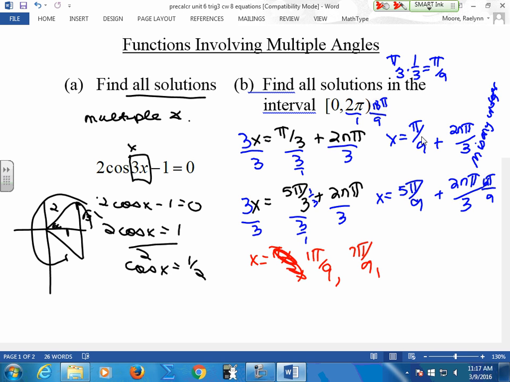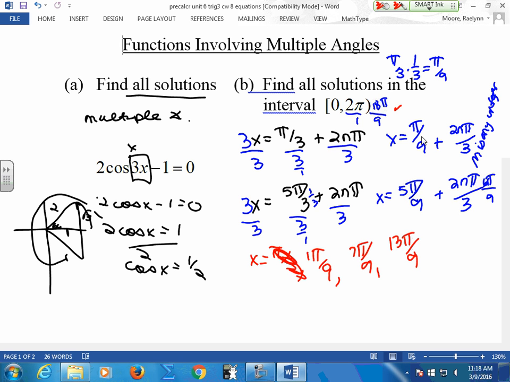Keep going, add 6. 13 pi over 9. That's it. If I added another one, I'd be over it, right? Now, doesn't this make sense? I had 1. Now, in place of 1, I have 3. I tripled it, didn't I? I'm only 0 to 2 pi yet.